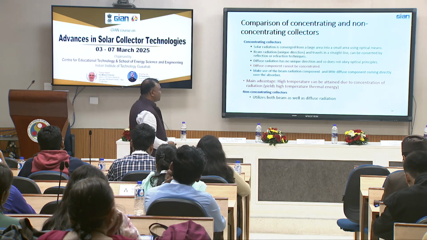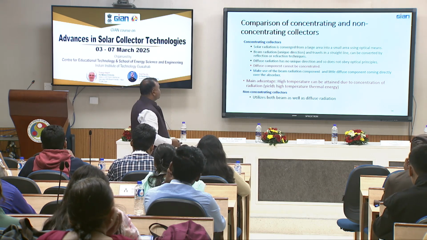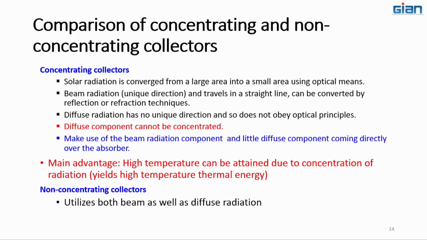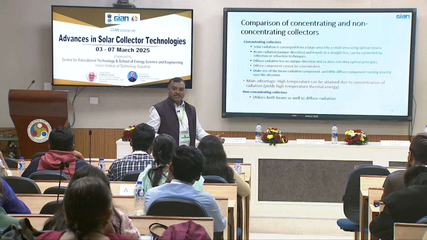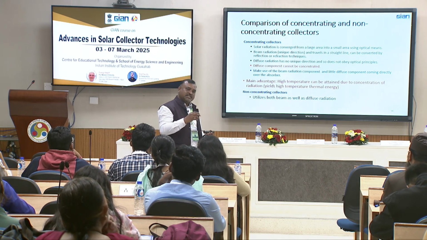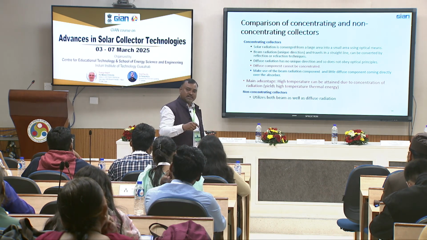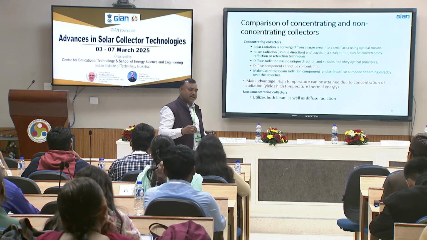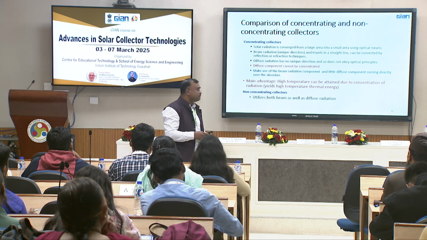So, we can have concentrating collectors and non-concentrating collectors. Solar radiation is converted from a large area to a small area using optical means, and this falls under the concentrating category. In concentrating collectors, we need beam radiation. Once I complete this part, then we'll enter the radiation. What are the different radiations we need? Just for your information, we have two primary classes of radiation: normal radiation and diffuse radiation. Of course, we sometimes have to account for reflected radiation.